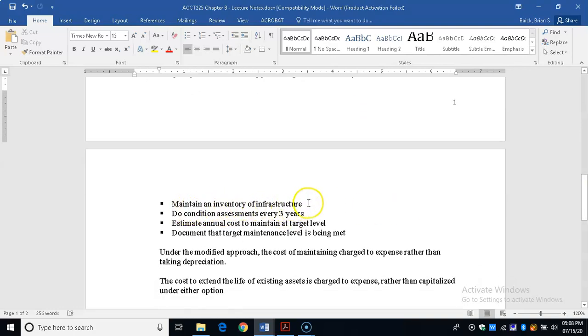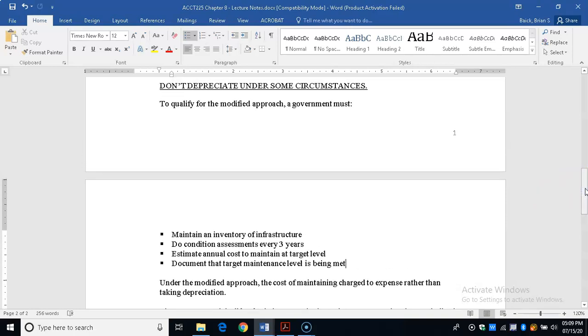Okay, so no depreciation, if you maintain an inventory of the infrastructure, meaning that you keep records of everything. If you also do a condition assessment, track the condition, make sure that you're doing maintenance. Estimate annual cost to maintain, so you keep a budget for how much it's going to cost to do repairs and maintain the Statue of Liberty. And you keep receipts. You document that the target maintenance level is being met. If you do these 4 things, then you're allowed to do the modified approach method, and that means no depreciation.